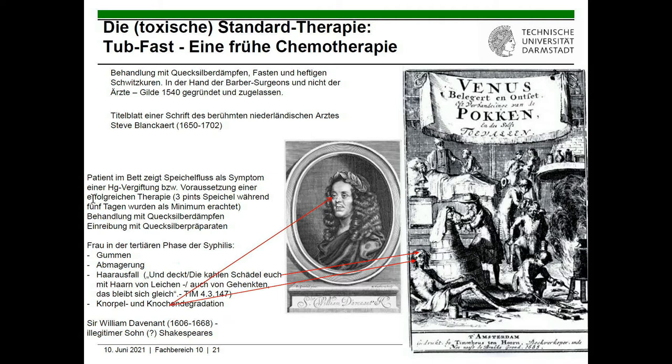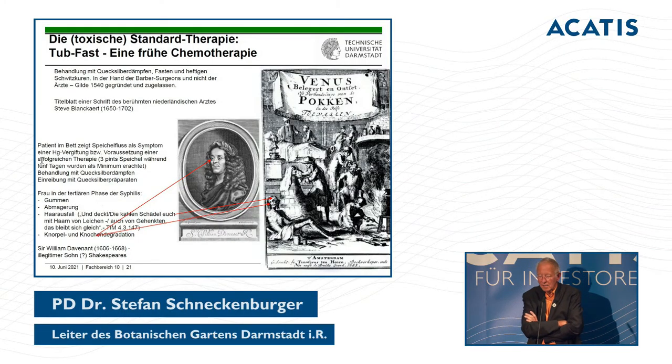And you have a look at the first top. You see these vessels, they were naked in this tub, and they were in the vapor of quicksilver, and they had to sweat and drink a lot. And this was one of the first chemotherapies, the treatment with quicksilver. And people healed when they got only a local infection, it was not generalized.